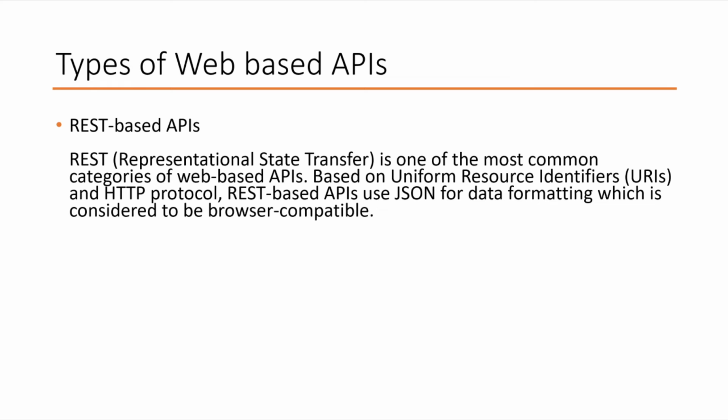REST, representational state transfer, is one of the most common categories of web-based APIs. Based on Uniform Resource Identifiers (URIs) and HTTP protocol, REST-based APIs use JSON for data formatting, which is browser compatible. During the course of this project, we will be discussing REST-based APIs and how to interact with them using Postman.